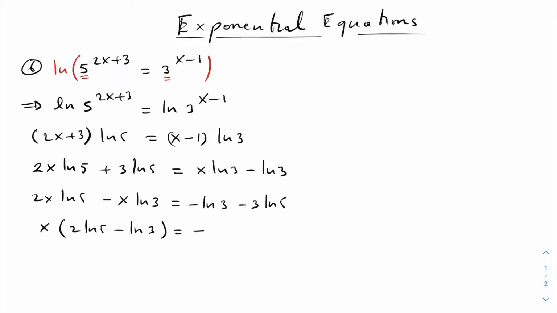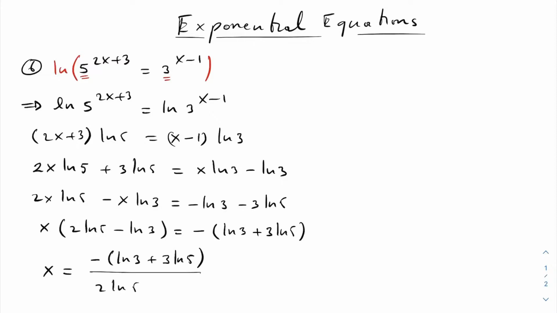So I'm going to have here negative, open parenthesis, ln of 3 plus 3 ln of 5. And so now finally, I can go ahead and divide both sides by 2 ln of 5 minus ln of 3. And that should give me x equals minus ln of 3 plus 3 ln of 5 in parenthesis, divided by 2 ln of 5 minus ln of 3.